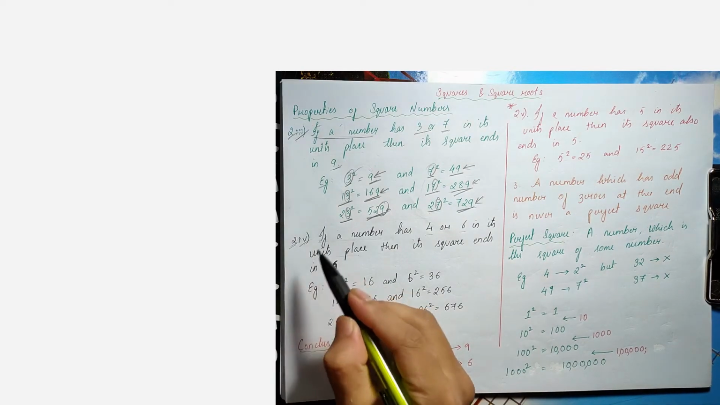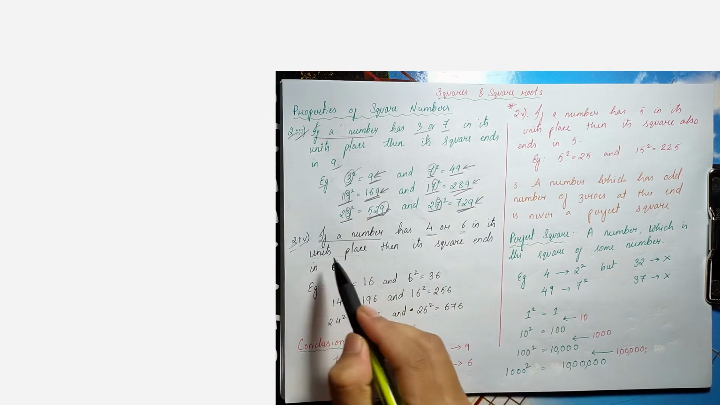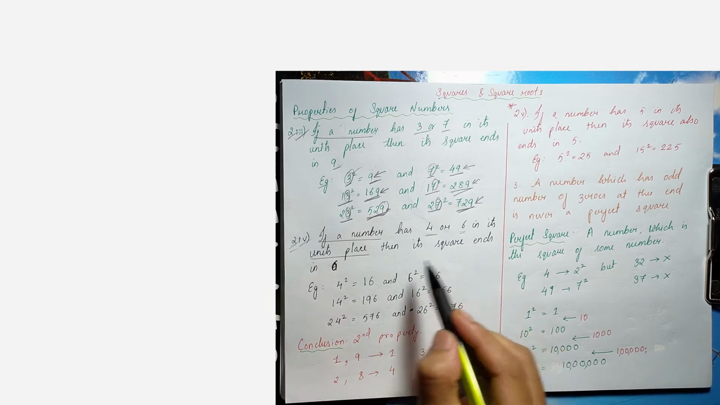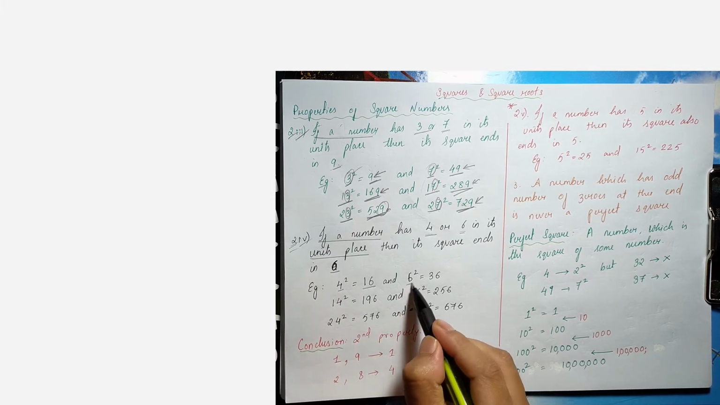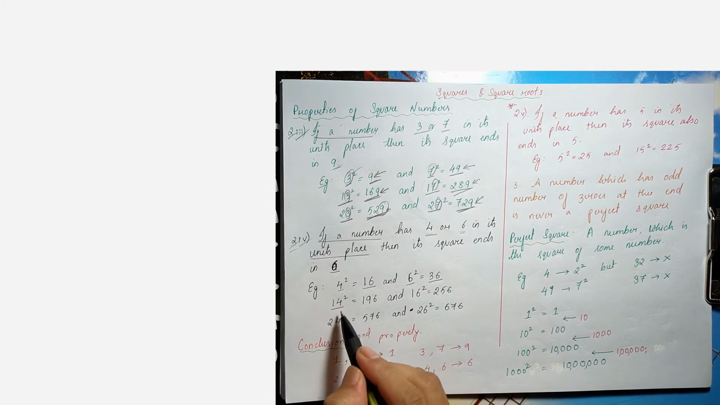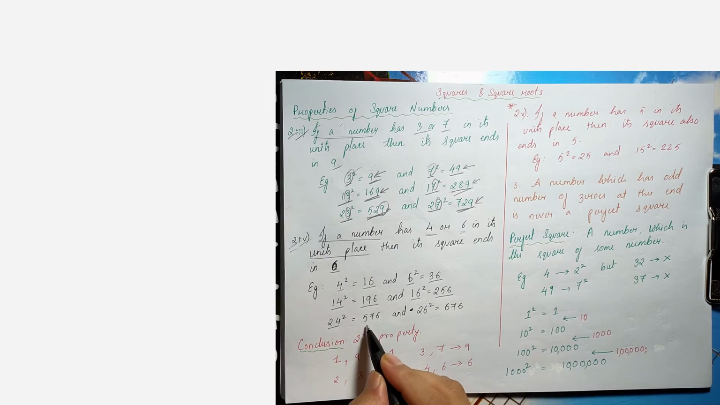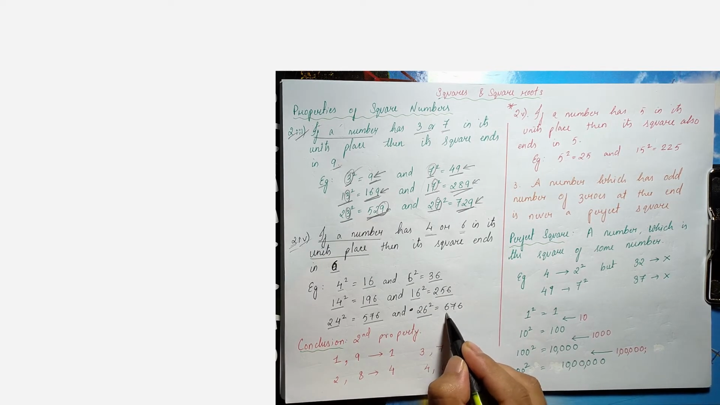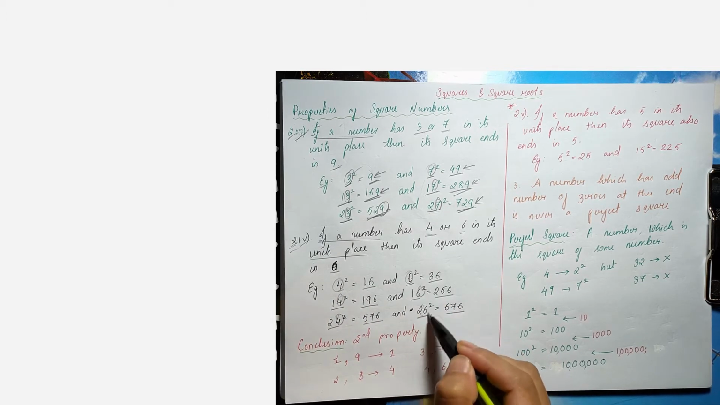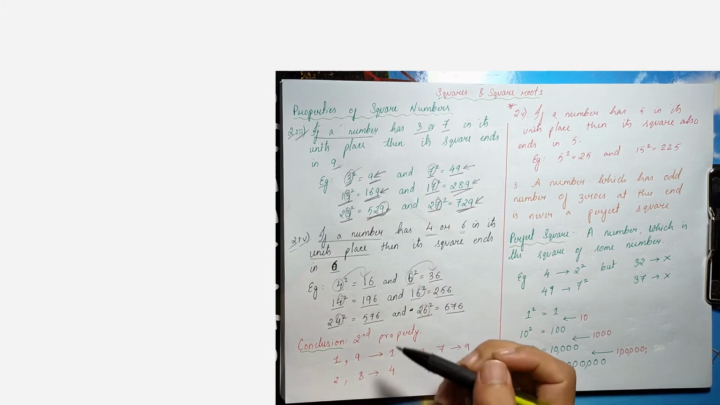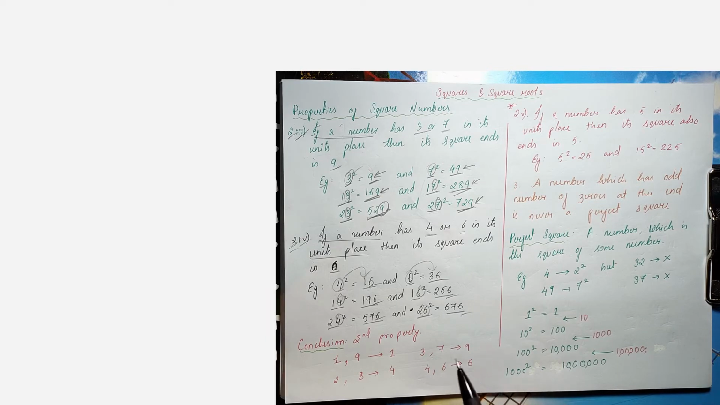Let us now discuss the fourth subproperty of property 2. If a number has 4 or 6 in its unit place, then its square ends in 6. Example, 4 square is 16. 6 square is 36. 14 square is 196. 16 square is 256. 24 square is 576. 26 square is 676. So here we see that all these numbers end with 4 and 6, but their squares always end with 6.